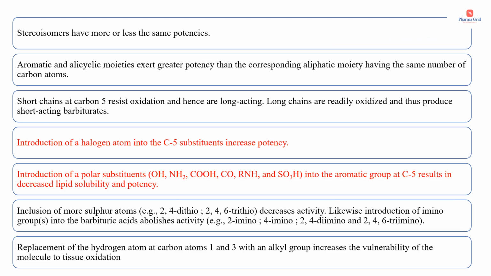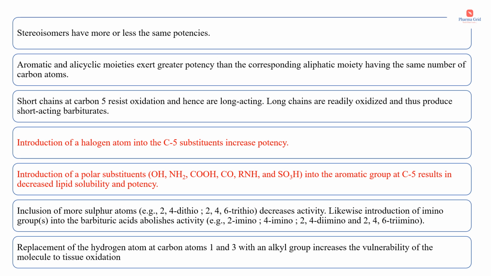Stereoisomers have more or less the same potencies. Aromatic and alicyclic moieties exert greater potency than the corresponding aliphatic moiety having the same number of carbon atoms. Short chains at carbon 5 resist oxidation and hence are long-acting. Long chains are readily oxidized and thus produce short-acting barbiturates. Okay, so it's the same principle here. The higher the total number of carbon atoms at the fifth carbon, the shorter the duration of action.